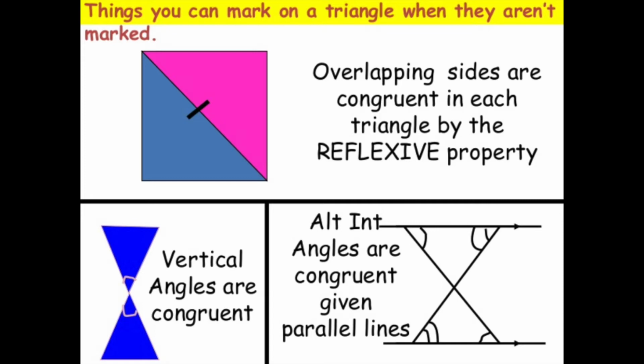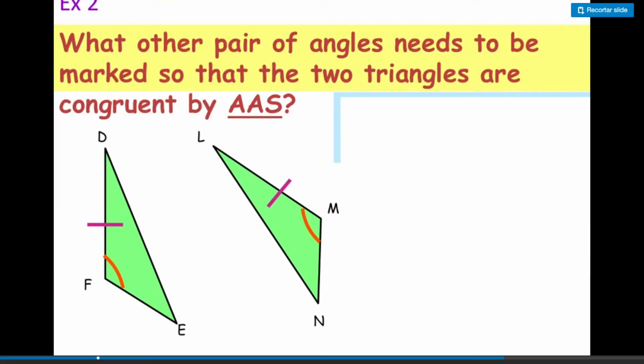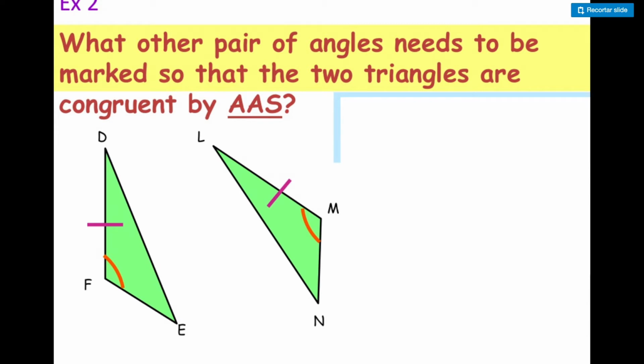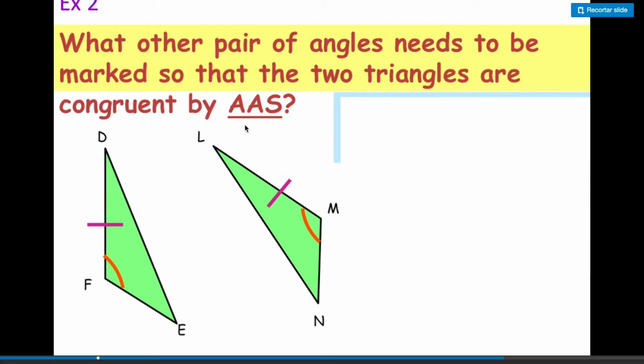Alternate interior angles and corresponding angles in parallel lines will not be marked as well. What other pairs of angles need to be marked so that the two triangles are congruent by angle, angle, side? The side is not included. So if we want angle, angle, side, then the answer is angle E and angle N must be marked so that it can be angle, angle, side.